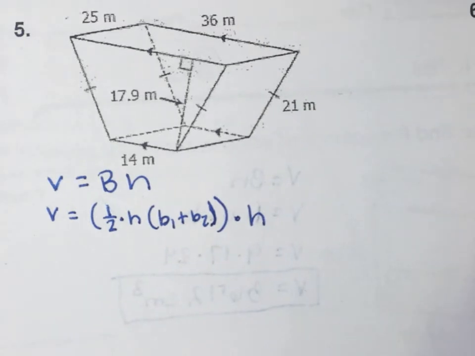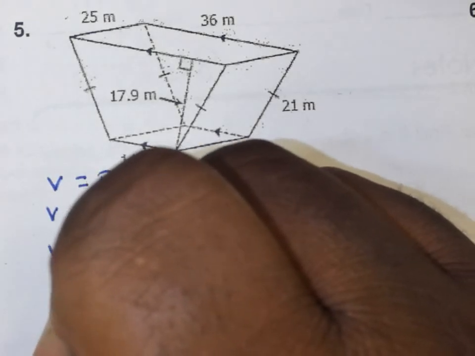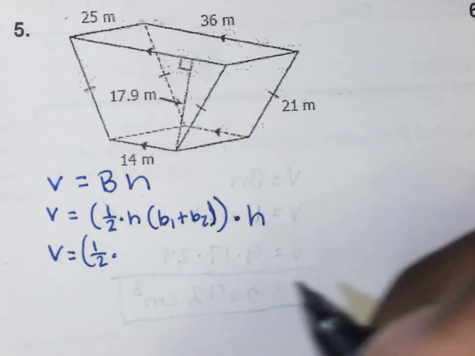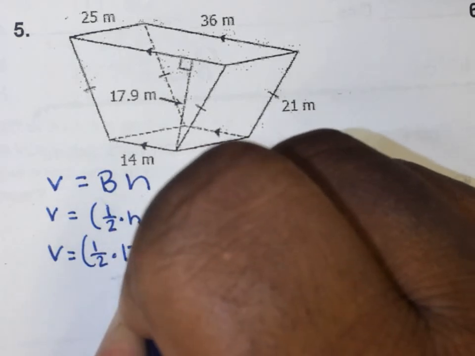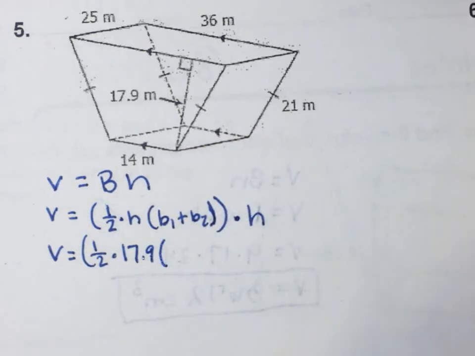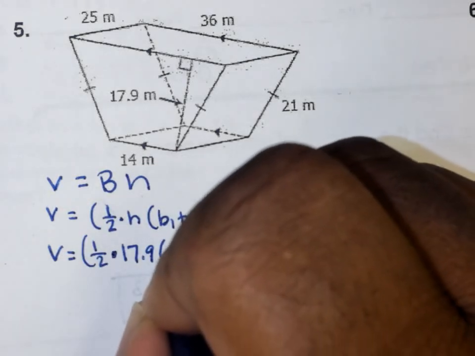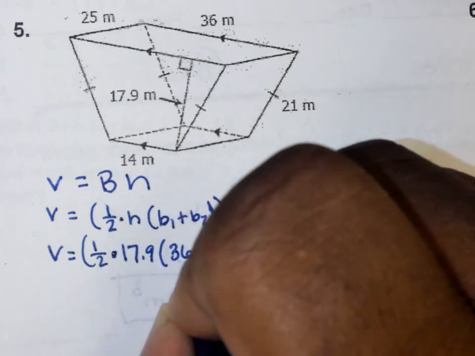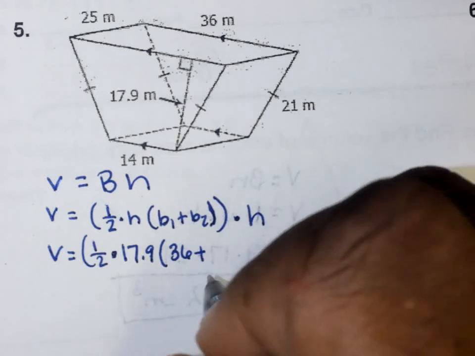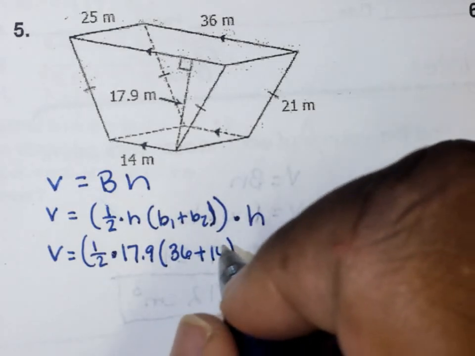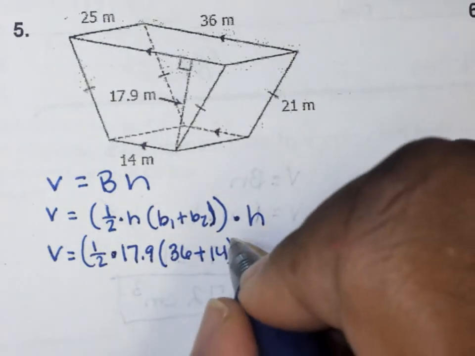So for the trapezoid itself, parentheses 1/2, what's the height of the trapezoid? 17.9. Then in parentheses I got B1, which is what? If that's what you want it to be, 36 plus B2. What you looking at? 14. And then times the height of the prism. What's the height of the full prism?